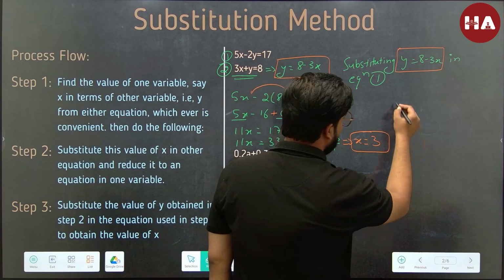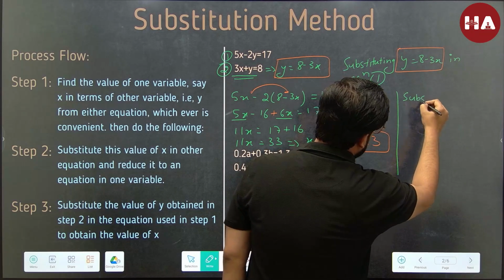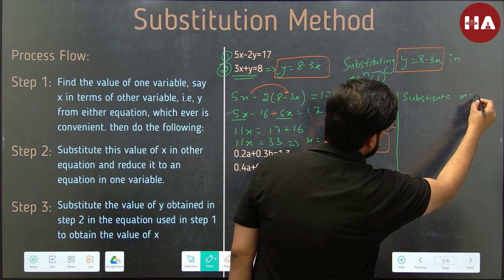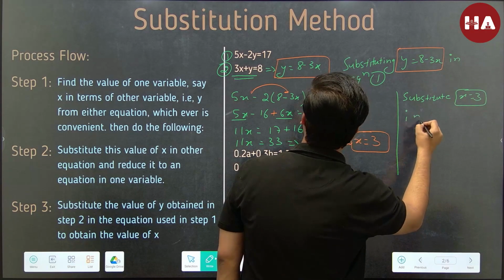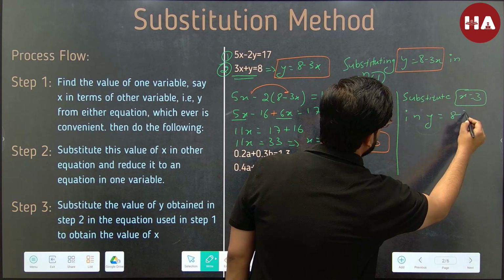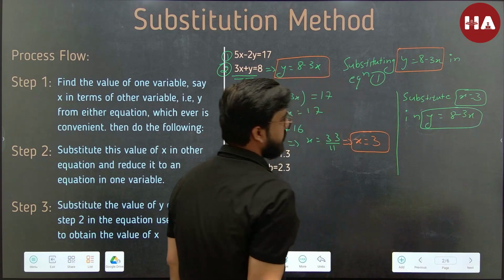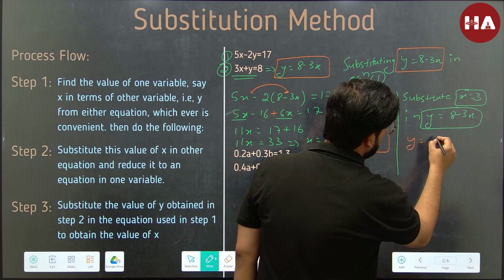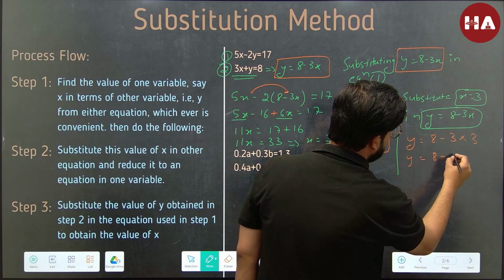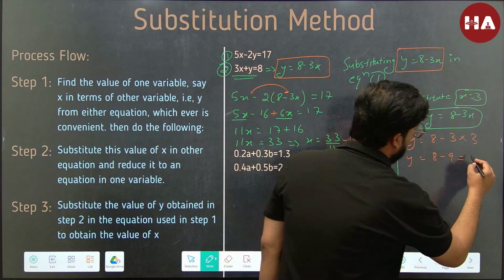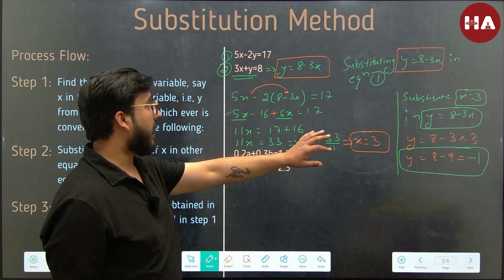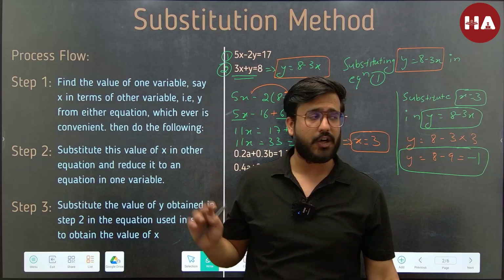So I will substitute x equals 3 in y equals 8 minus 3x. Now y equals 8 minus 3 times 3. y equals 8 minus 9, that is equal to minus 1. Okay students, I hope you got the concept. Now you can note the process along with that question.